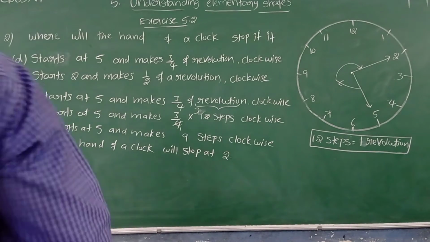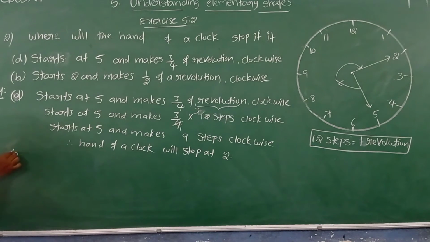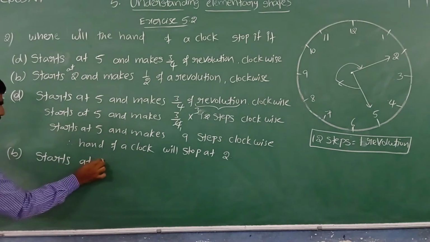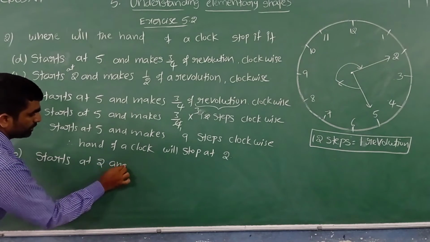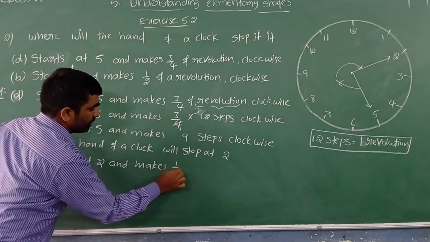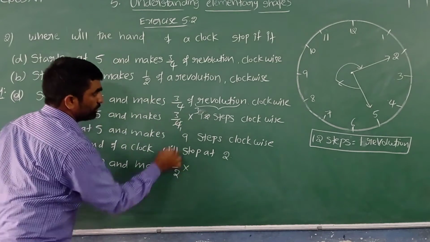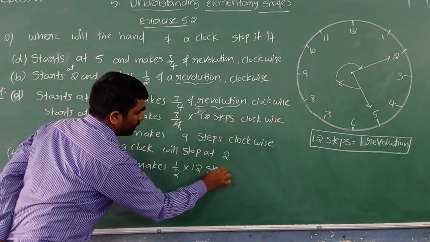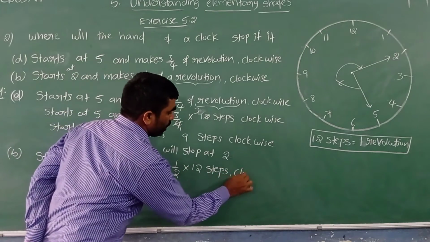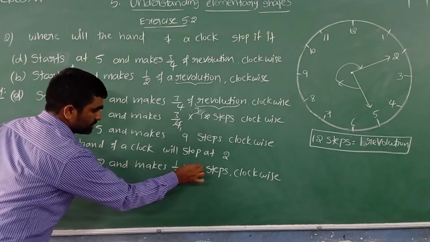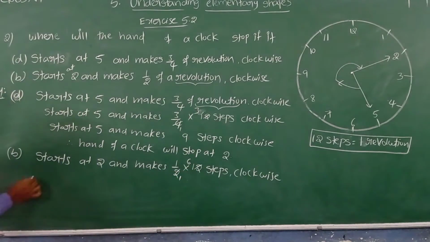Now we'll see the next one, the B bit. What they said: starts at 2 and makes half of a revolution. Here "of" is nothing but multiplication. One revolution we treat as 12 steps. How many steps? 12 steps. Which direction? Clockwise only here also. Let's simplify this: 2 1s are 2, 2 6s are 12.